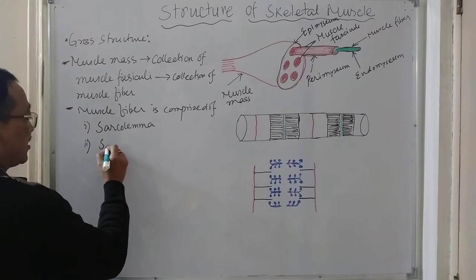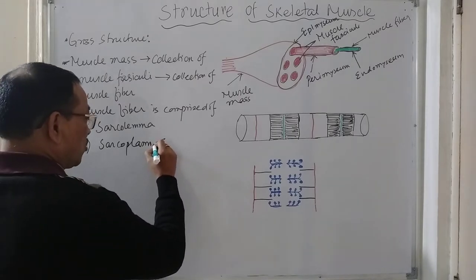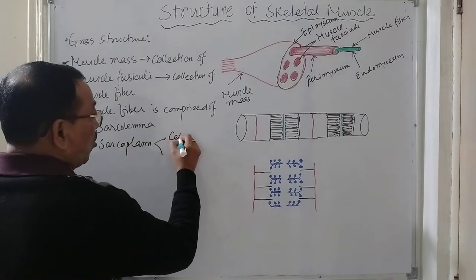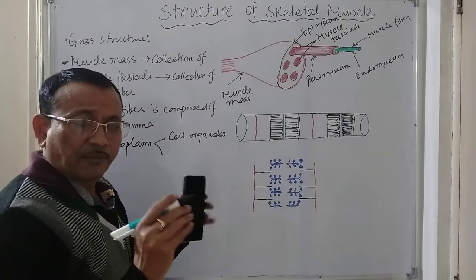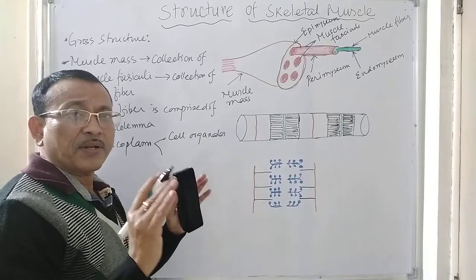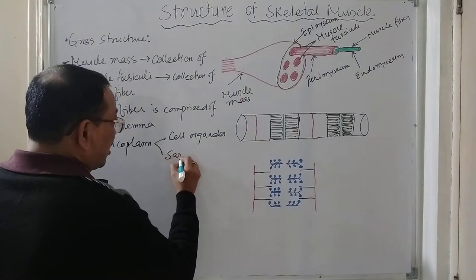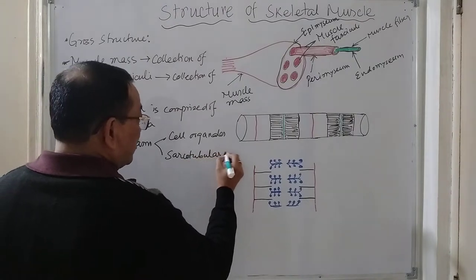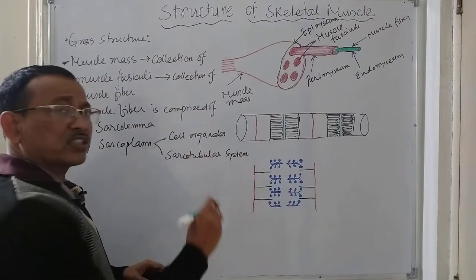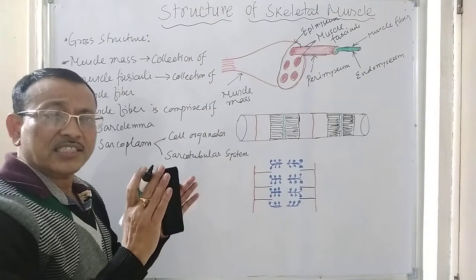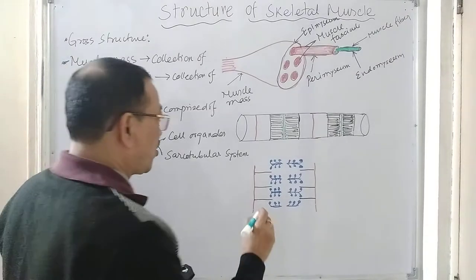And obviously as a cell it will have a sarcoplasm. This sarcoplasm, that is the cytoplasm, will contain cell organelles like the mitochondria, like the ribosomes, like all other cell organelles that are present in a cell. Along with the cell organelles, there will be a specialized tubular system, known as the sarcotubular system, which is responsible for linking the excitation of the muscle to the contraction of the muscle, that is known as EC coupling or excitation contraction coupling.